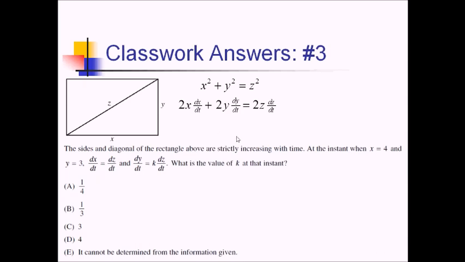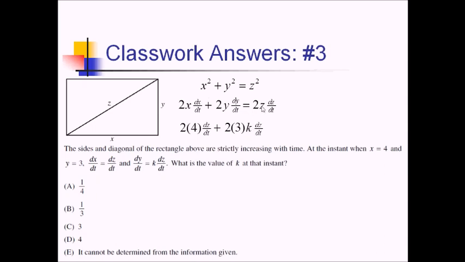And at this point, I'm going to go ahead and plug in all the information they gave us. So for x, we have 4. So that's 4 times, well, dx over dt they told us was dz over dt. So it might be useful to make that substitution and see what happens. Next, y, they told us was 3. So we've got plus 2 times 3. And dy over dt, they told us was k times dz over dt.